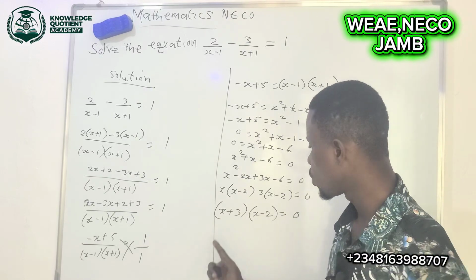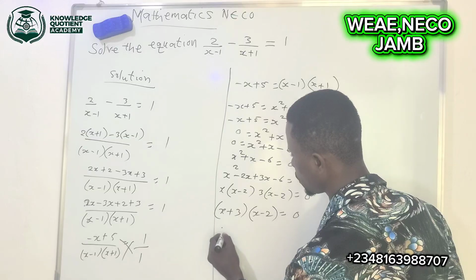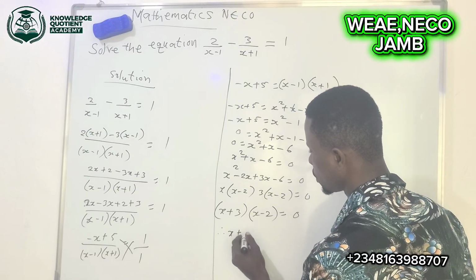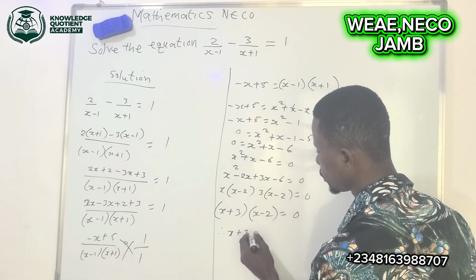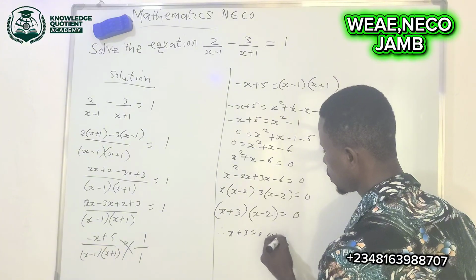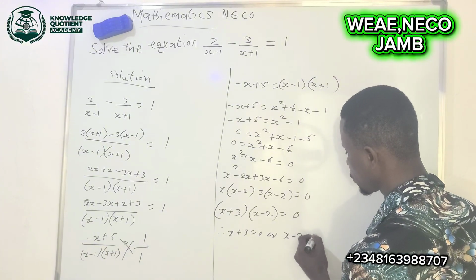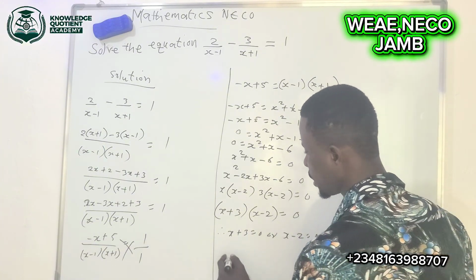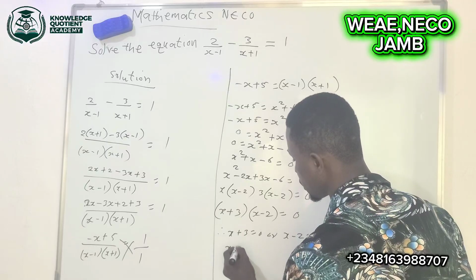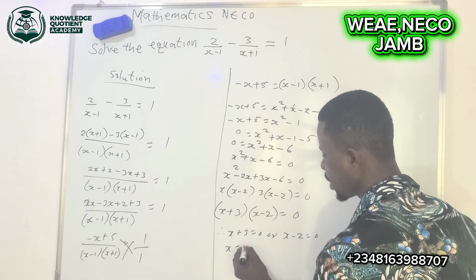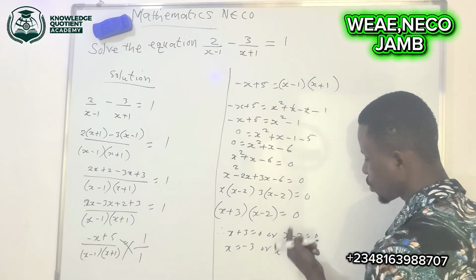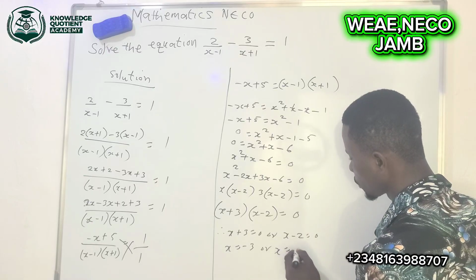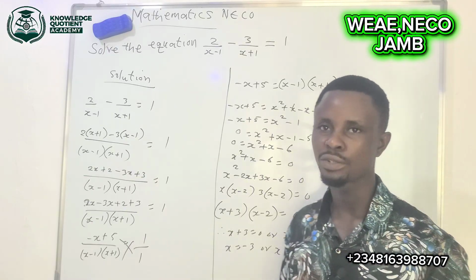So I can now equate both of them to 0. Therefore, x plus 3 is equal to 0, or x minus 2 is equal to 0. So our final answer now: x is equal to, this one crosses to the other side, minus 3, or x is equal to, this one crosses to the other side, 2. So therefore, our x is equal to minus 3 or 2.